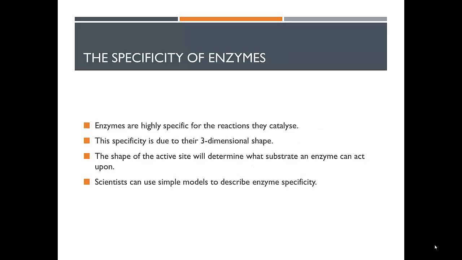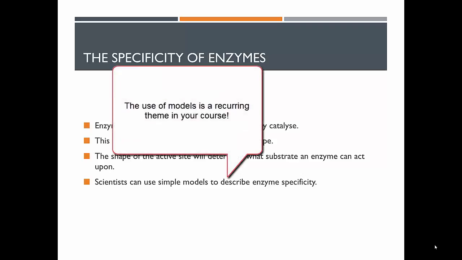Because of this 3D shape, they're kind of like a key. So they are highly specific to the reactions that they can catalyze. The shape of the active site will determine what type of substrate can act upon it. And in order to demonstrate this specificity, scientists use models to show them.